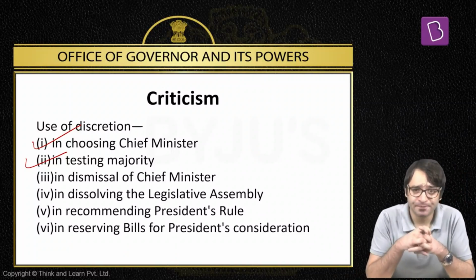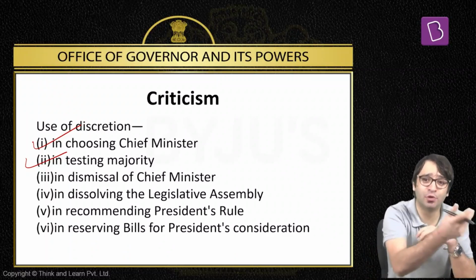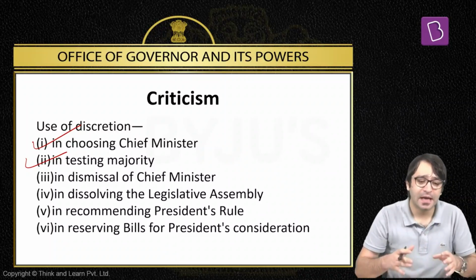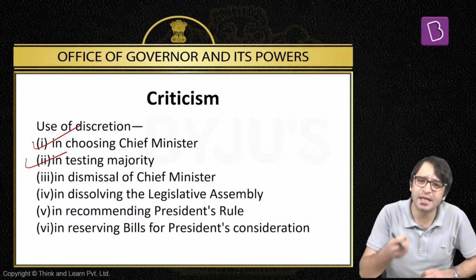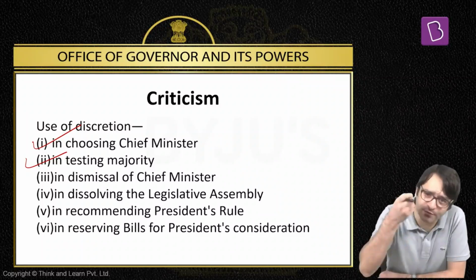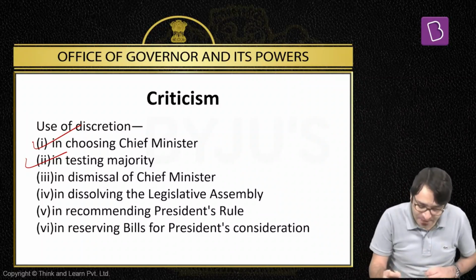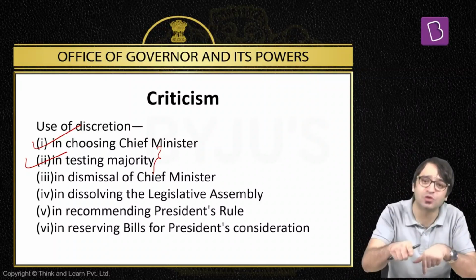That's what happened in Karnataka. S.R. Bommai was the Chief Minister. Some MLAs wrote letters to the governor that we are withdrawing support to S.R. Bommai, which means S.R. Bommai has lost his majority. S.R. Bommai went to meet the governor and pleaded before him, I have a majority, give me an opportunity. I will test my majority on the floor of the Legislative Assembly. The governor said, no, you don't have a majority, you're dismissed. That means in testing the majority, the governor is misusing, abusing his discretion.